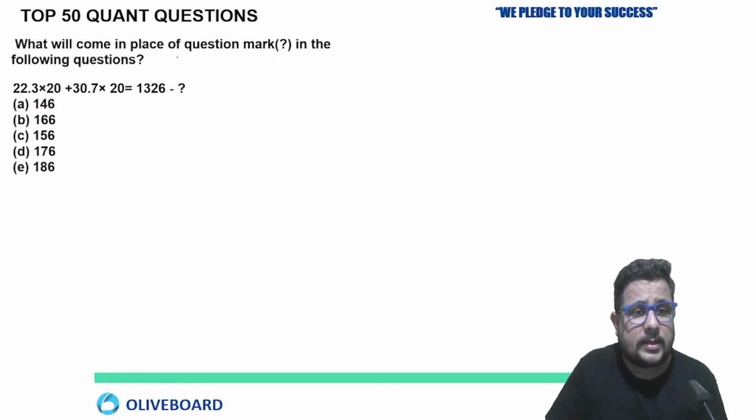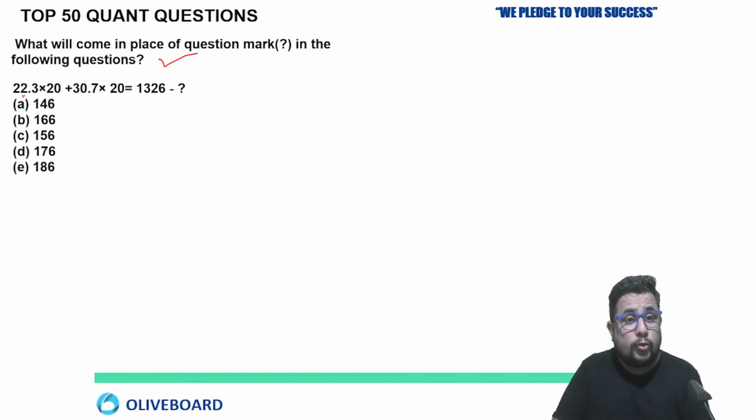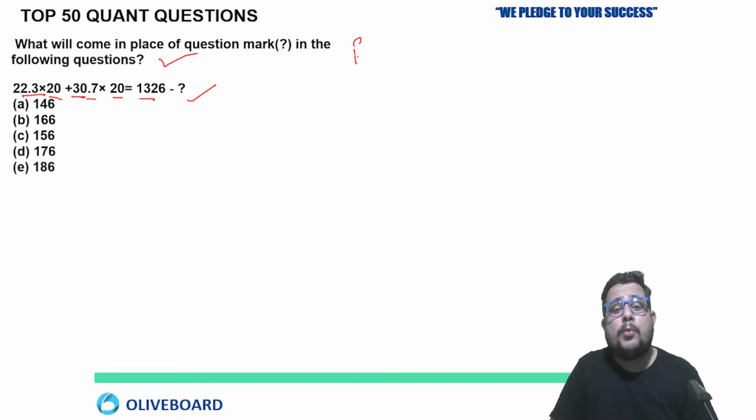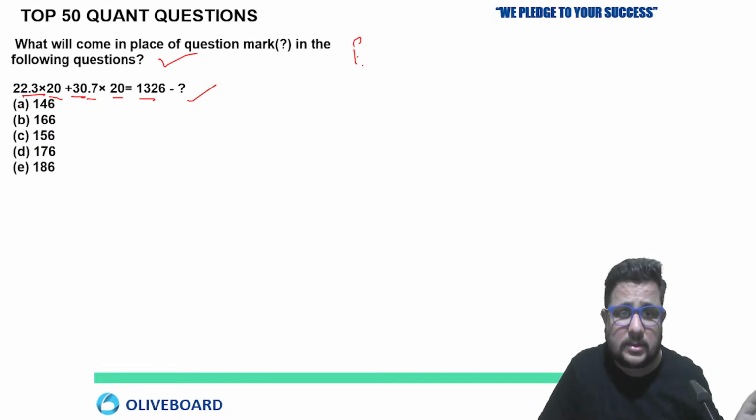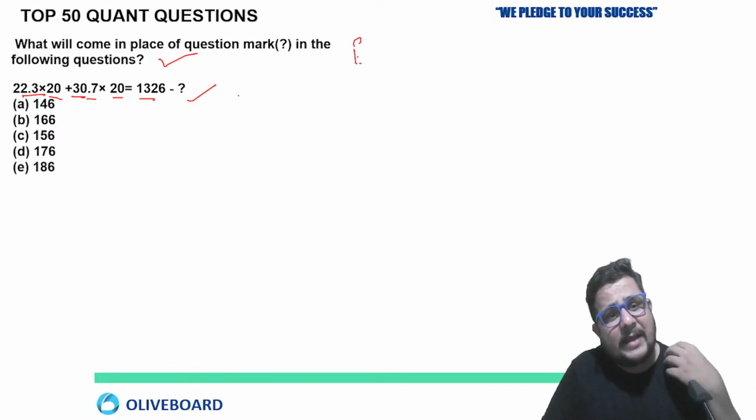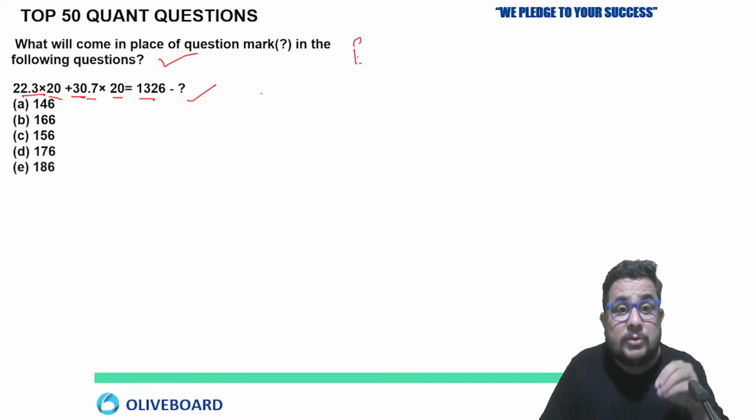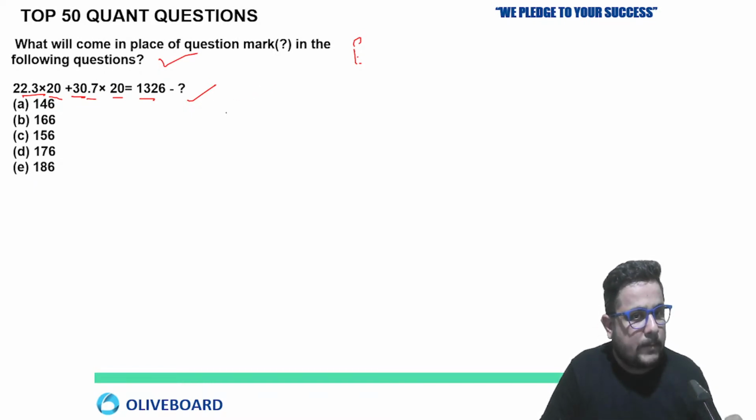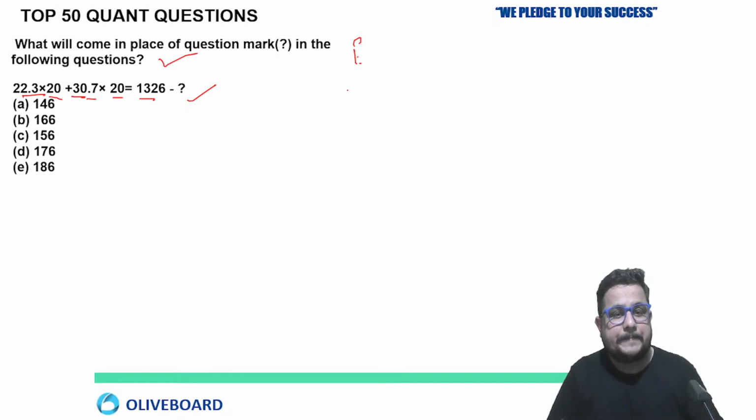What is your answer? Now let's move on to the next one. 22.3 multiply 20 plus 30.7 multiply 20 equal to 1326 minus question mark. This is going to be the easiest part, free marks. But how much time you are giving, everyone can solve. But how much time you are spending on these questions, that does matter. If you want to score good marks, then you have to be very quick in solving. So tell me the answer fast.